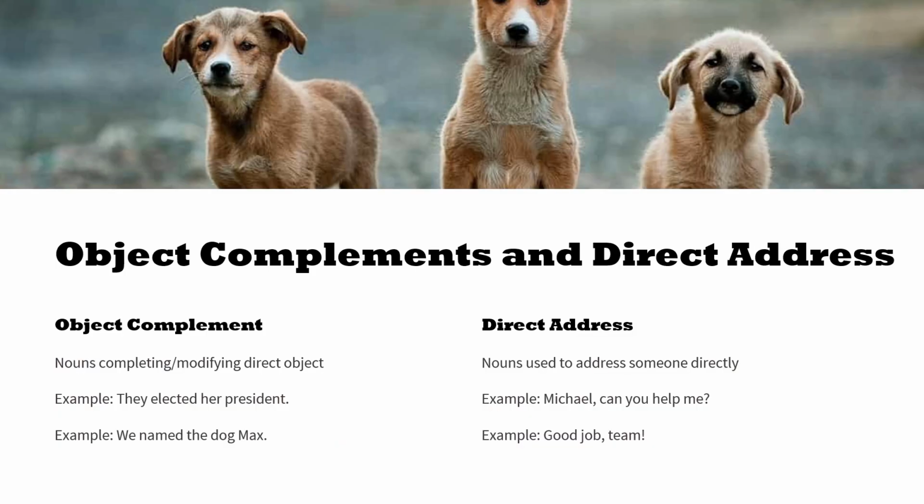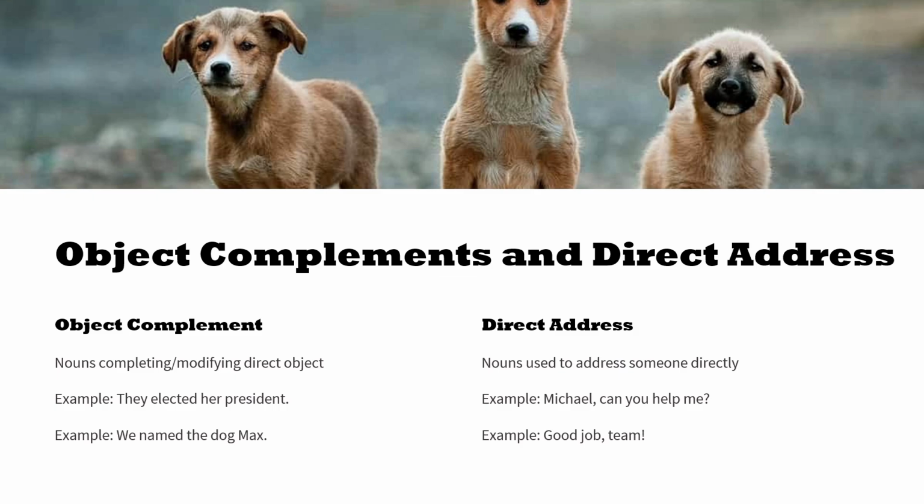Okay, so here I want to discuss object complements and direct addresses. These functions highlight the versatility of nouns in providing clarity and context to our sentences. Let's first discuss nouns as object complements. As a definition, an object complement is a noun that completes or modifies the meaning of a direct object. It essentially renames or describes the direct object, adding depth and clarity to the sentence. Object complements typically follow verbs like appoint, elect, name, or call.